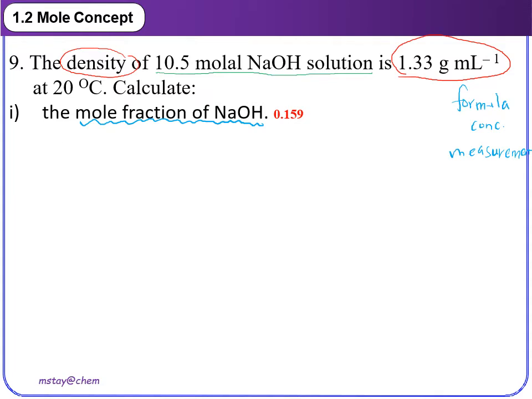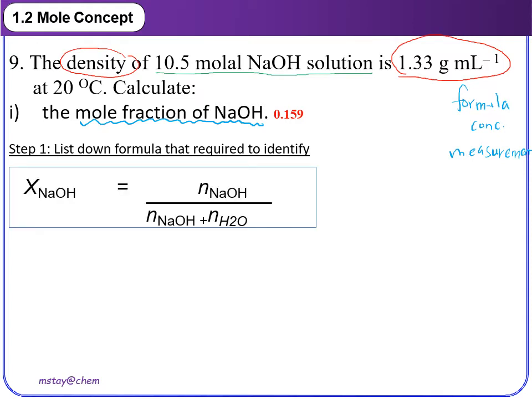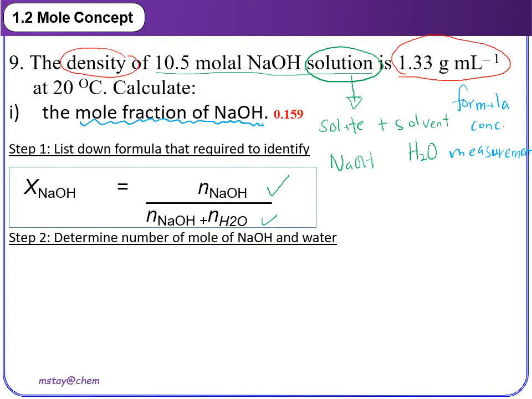First, we need to list down the formula. Mole fraction of NaOH is equal to mole of NaOH over the total number of mole of NaOH and water. This is because a solution is always made up of solute and solvent. Solvent is water while solute is NaOH. Second, we have to determine the number of mole of NaOH and also water based on the formula above.